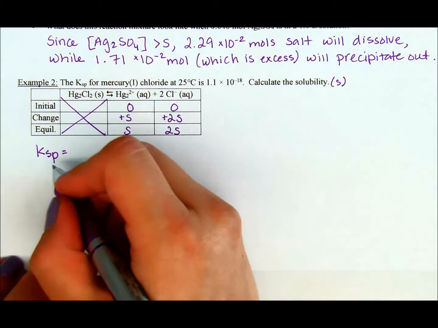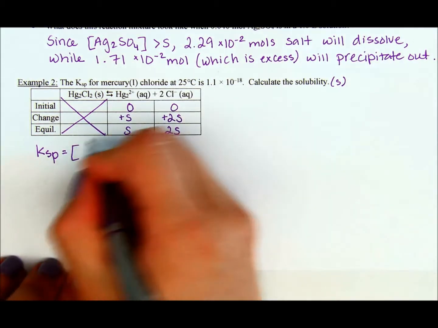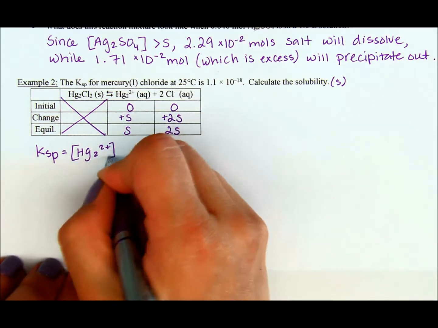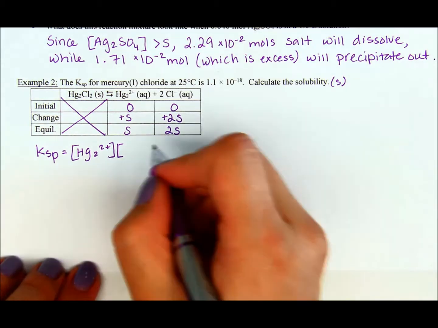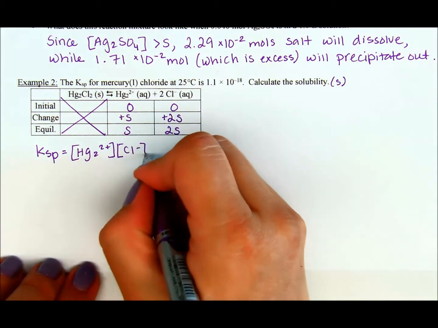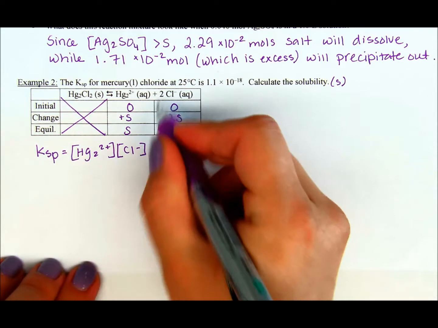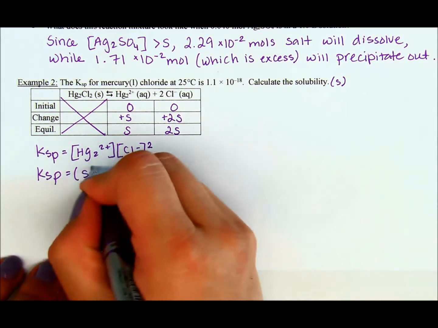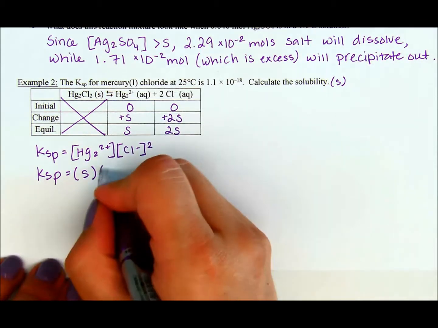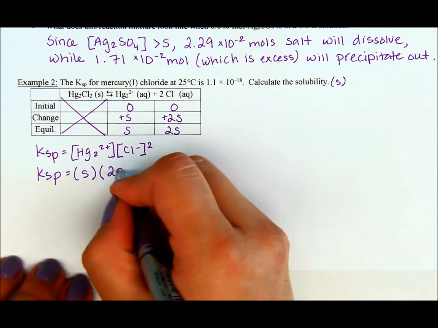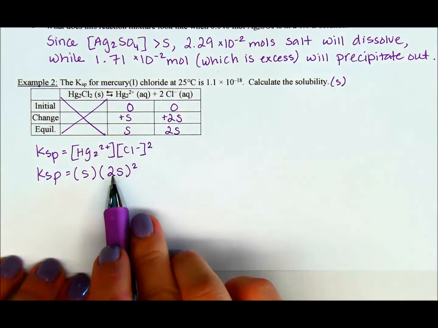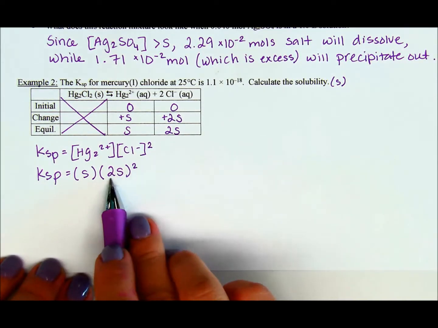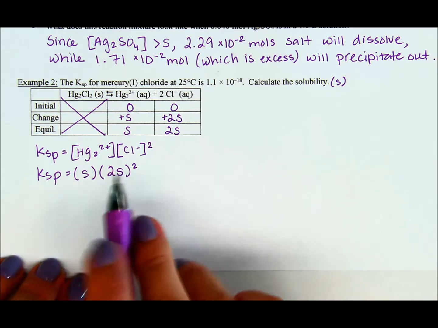Okay, so let's start by writing in the ions here. So our KSP is equal to the concentration of our mercury 2 plus times our chloride, Cl minus, squared, because we have 2 of those. So KSP equals S, carrying this in, times 2S squared. And we're starting to see a pattern here, right? Whenever you have that 2, you also tend to have that 2 here. So that might be important for you to remember later. So just notice that pattern.